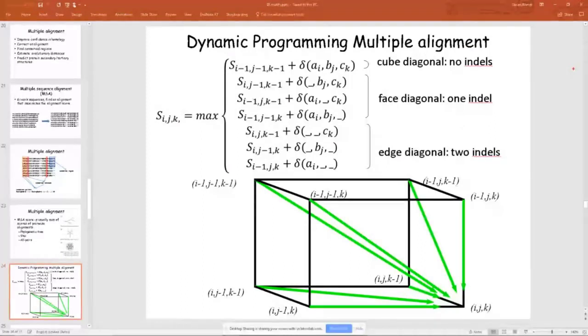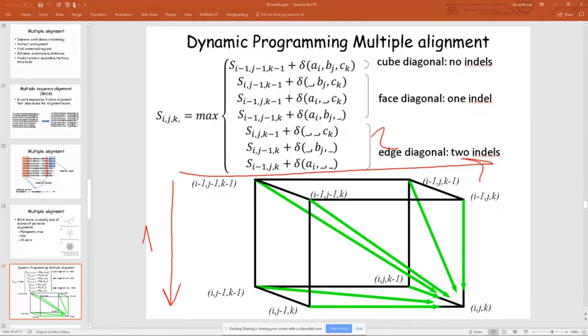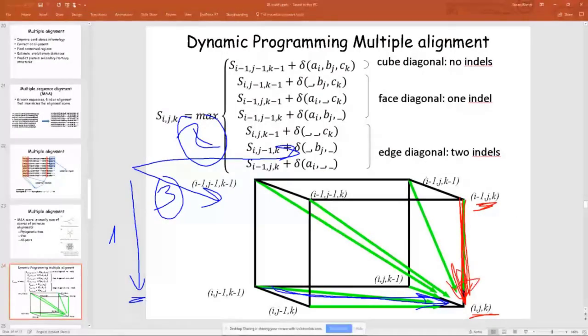If you have 3 sequences, now rather than a 2-dimensional table, you have to consider a 3-dimensional cube. Each dimension here represents one sequence. So that's my first sequence, this dimension is my second sequence, and that dimension is my third sequence. If I go down this way, I'm going from i minus 1 to i, which means I'm introducing a letter in the first sequence. The other 2 sequences don't change, therefore they must be gaps. So this step would give me C, gap, gap. I advanced in the first sequence, the other 2 stayed the same, meaning they are going to be gaps.